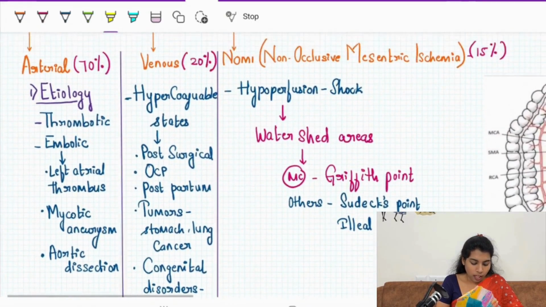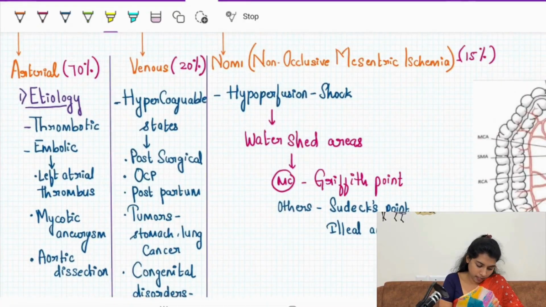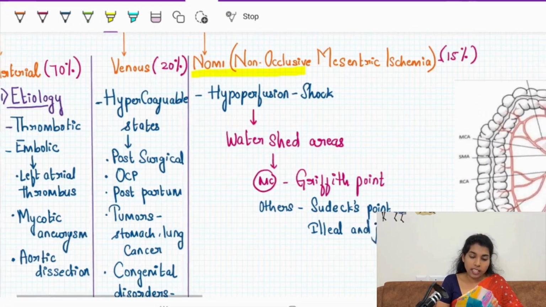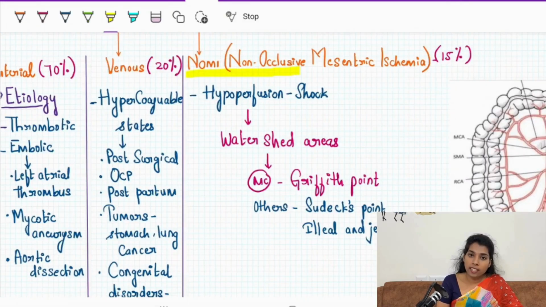Moving forward to our important topic, that is NOMI, non-occlusive mesenteric ischemia. The name itself suggests that it is non-occlusive, which means there is no thrombus either in the artery or in the vein, right? So then how is it that you are still getting an ischemia of the bowel without any thrombus? The reason is hypoperfusion.